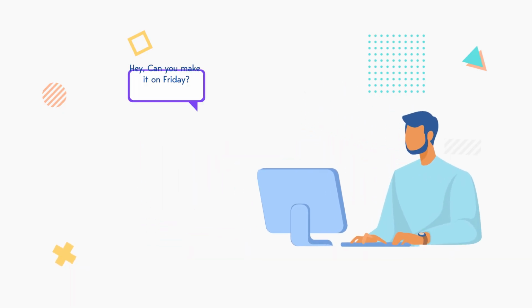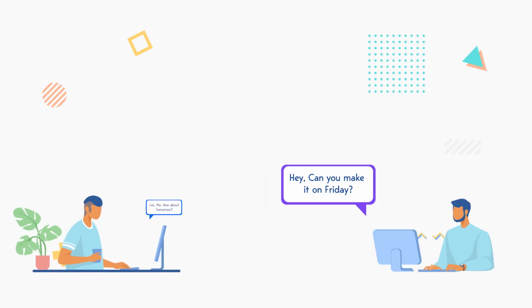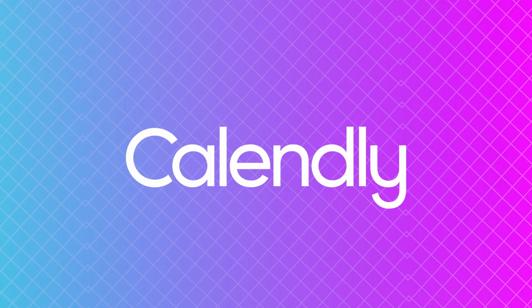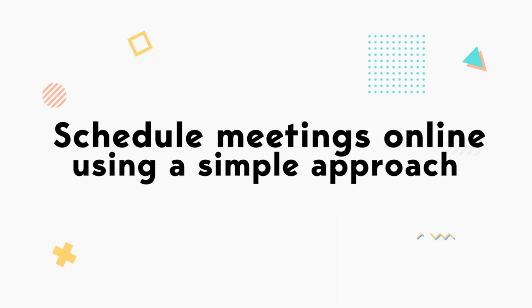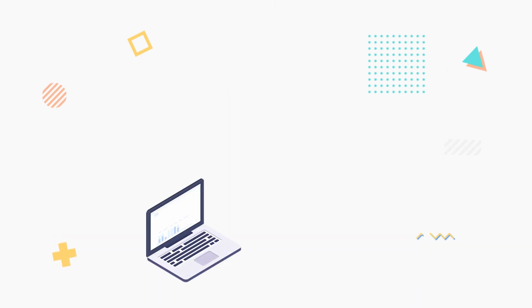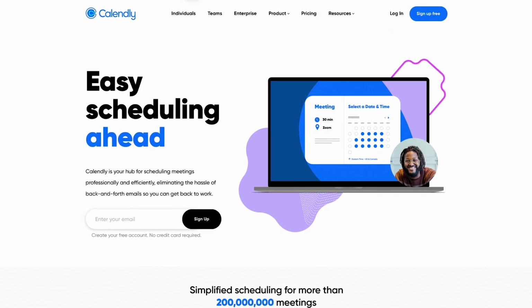Scheduling a meeting used to involve a lot of emails back and forth to agree on a date and time, and then everyone had to add the event to their calendars manually. In this sponsored tutorial, we're going to look at a tool that automates the whole process. Calendly lets you schedule meetings online using a simple, streamlined approach, and then it automatically syncs with several different calendar programs.